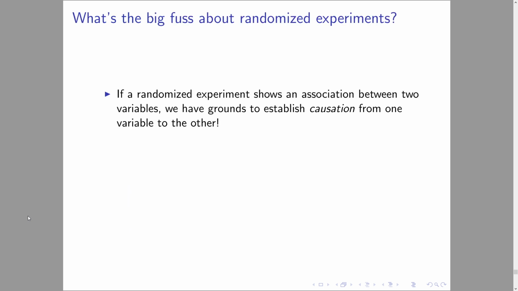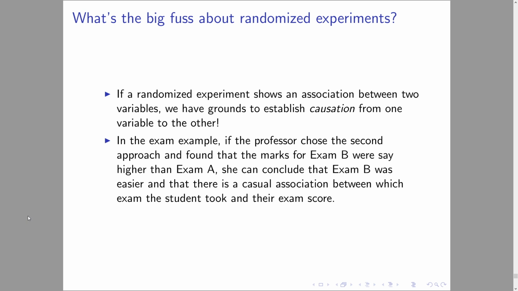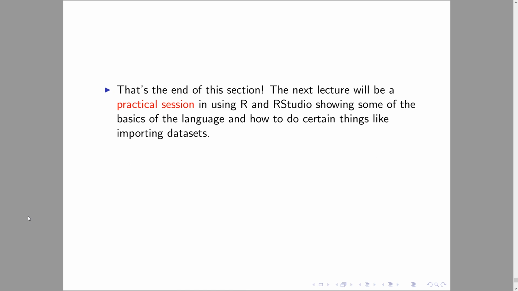It's because if a randomized experiment shows an association between 2 variables, it actually means we have grounds to establish a causation from one variable to the other. So in the exam example we gave earlier, if the professor had chosen to go with the randomized experiment approach, the second approach, and let's say when she was marking the exams, she found that the marks for Exam B were higher than Exam A, she can then conclude that Exam B is easier and that there's a causal association between which exam the student took and their final score. So that's why randomized experiments are one of the more powerful ways you can collect data and analyze it from there. And that's the end of this section.